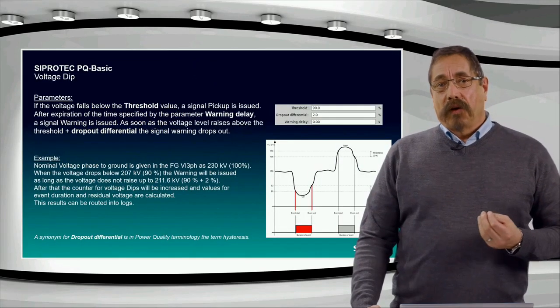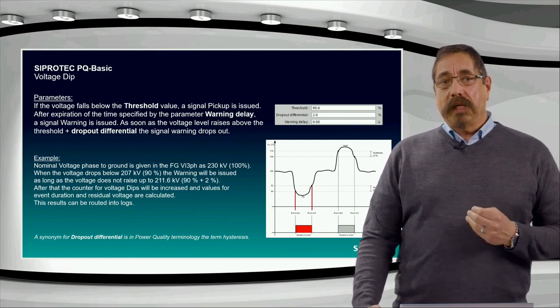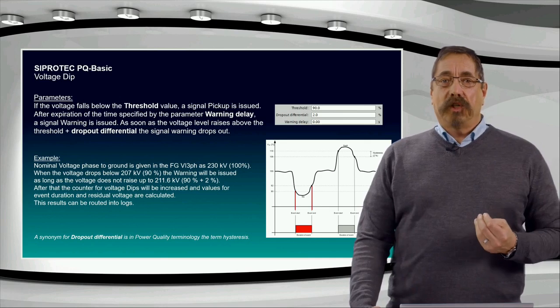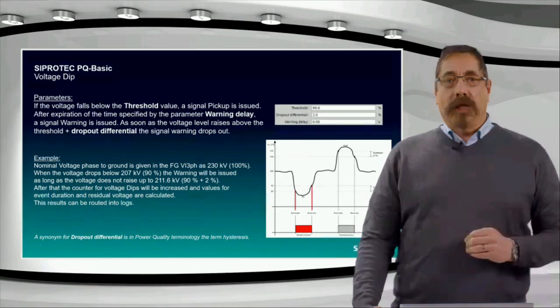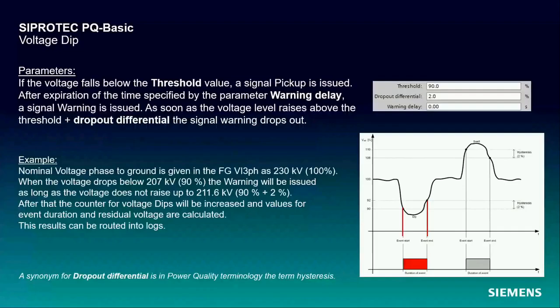Let us start with a graphic on the right side down. We can see the timeline signal and on the y-axis the voltage in percent. 100% represents the nominal voltage level. Let us assume in our example 230 kV. If the voltage signal drops below the 90% line, meaning below 207 kV, a voltage dip event is detected. The event starts on crossing the 90% limit line downwards. A parameter called dropout differential comes under consideration to avoid having a permanent retrigger of the event when the signal is nearby the limit line.